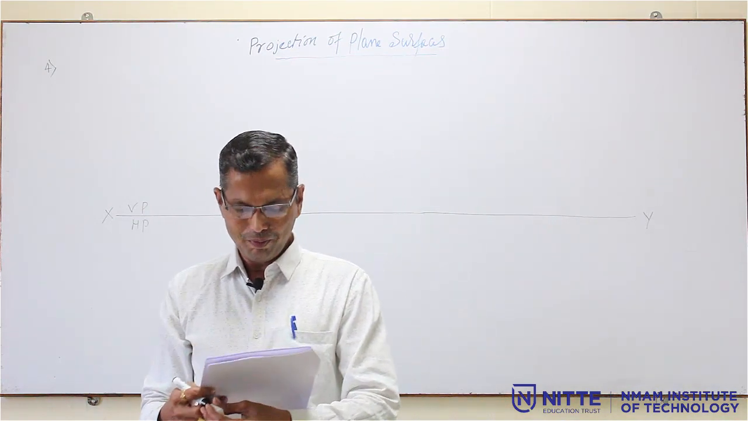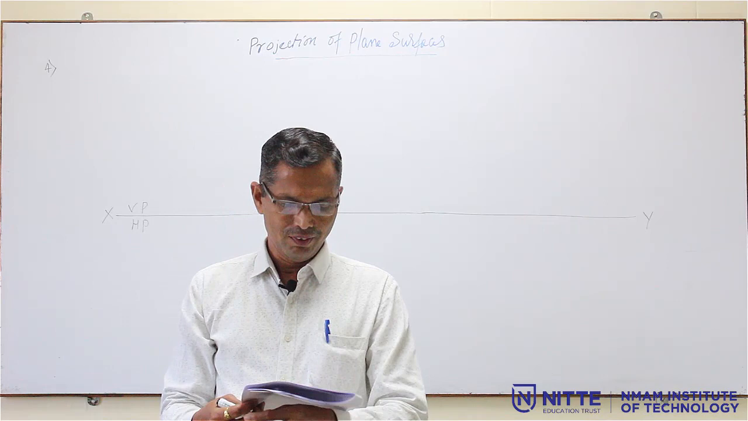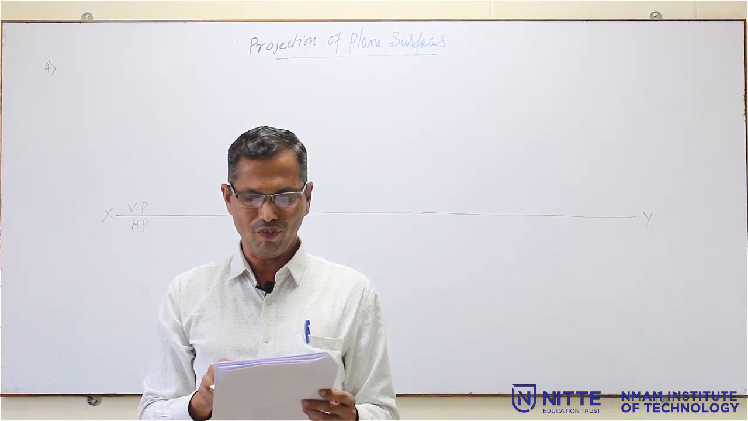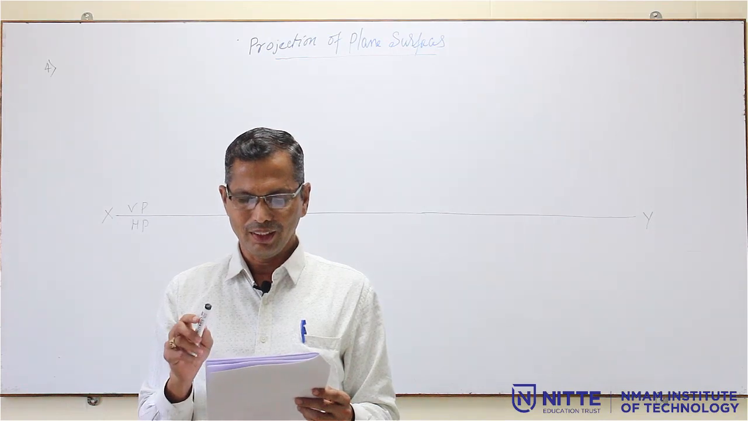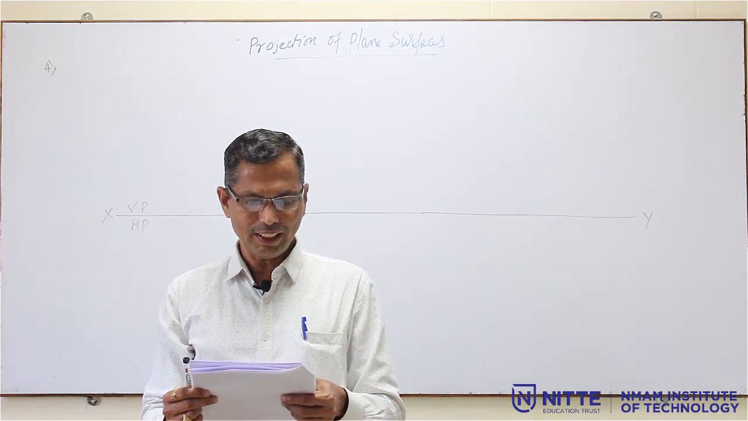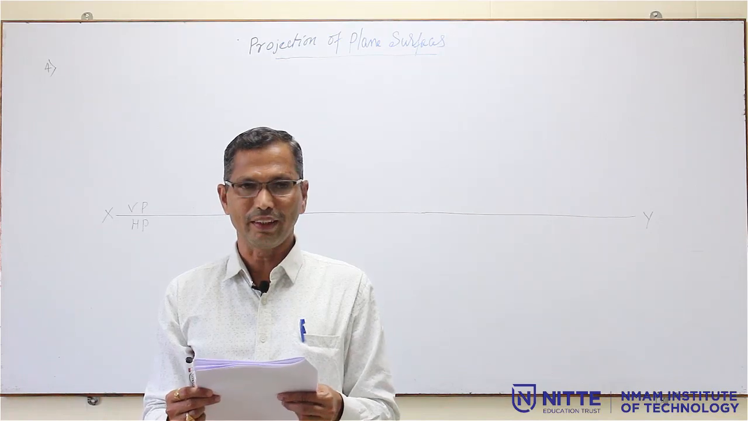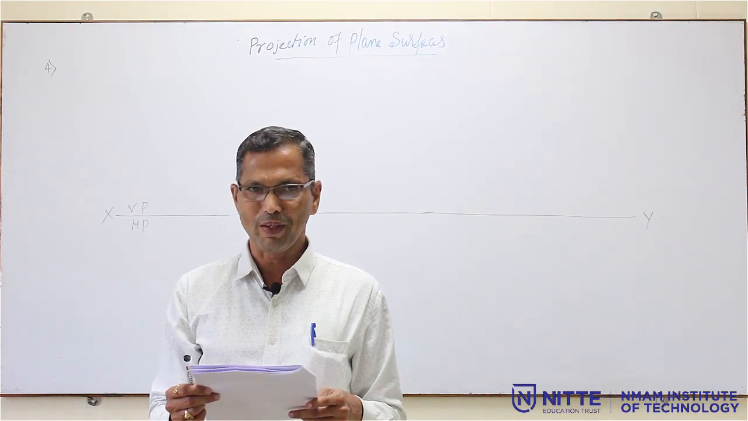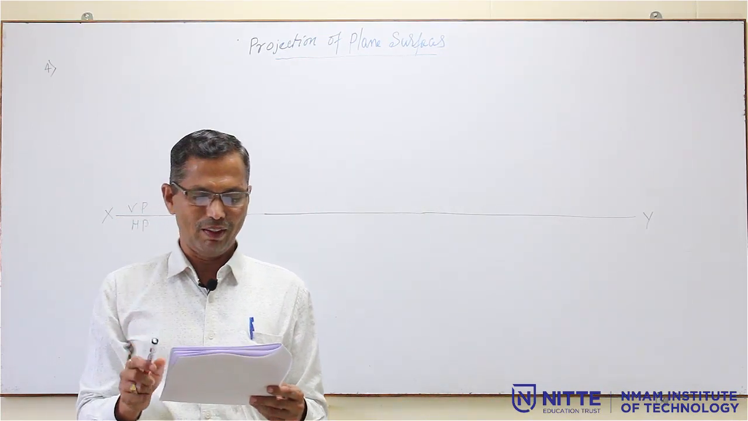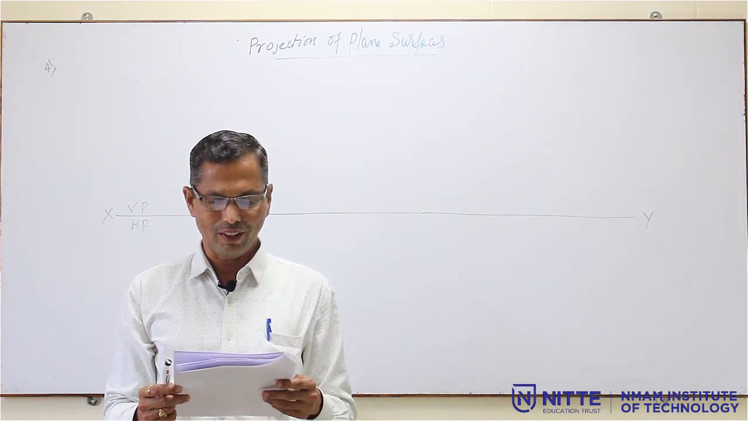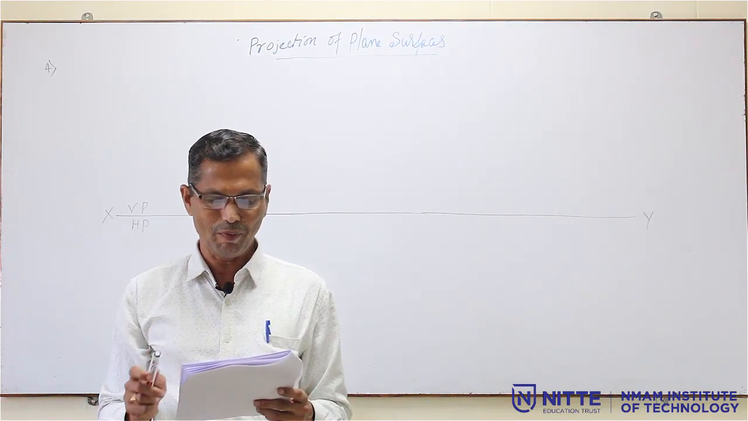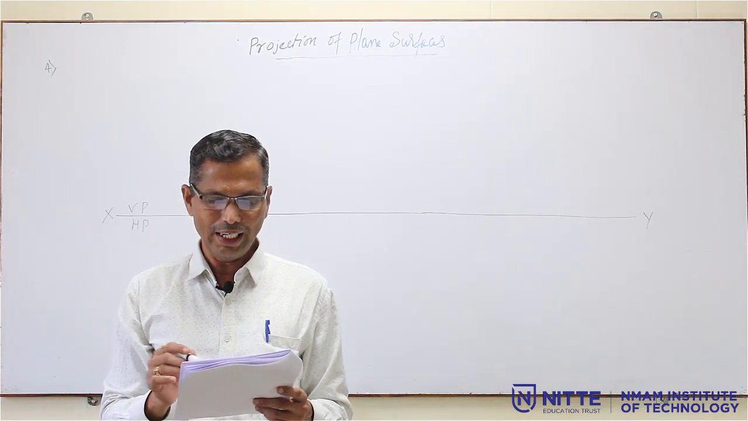Now, in this problem, the condition is the edge condition: it rests with one of its edges touching VP and the surface is inclined at 45 degrees to it. It means VP. So, surface inclination to VP. So, from where do you have to start the drawing? You have to start it from the VP only, because the surface is inclined to VP and it is edge condition.